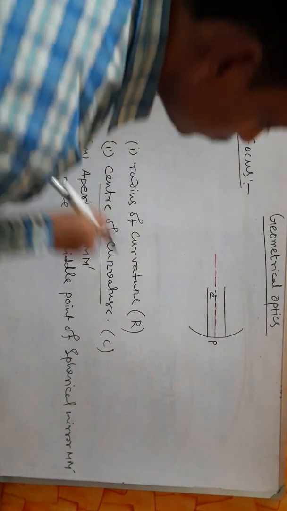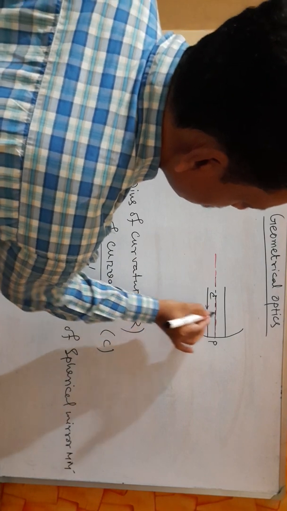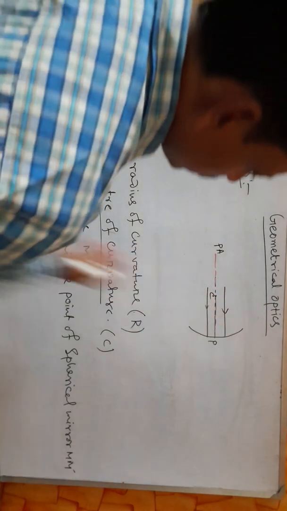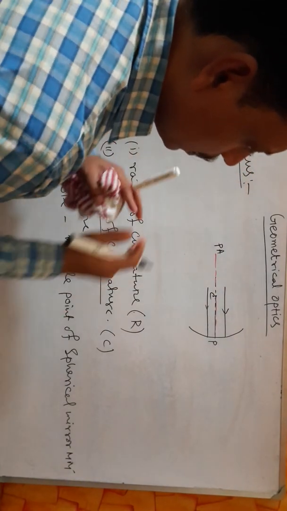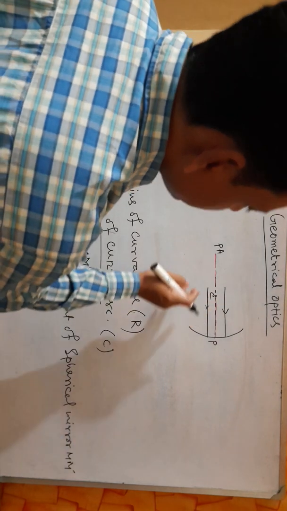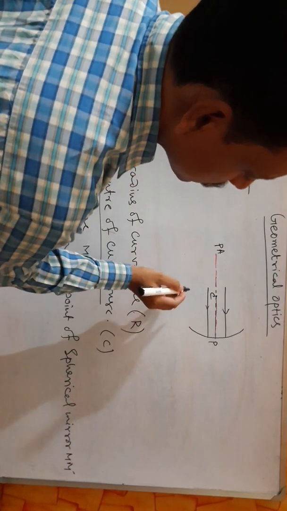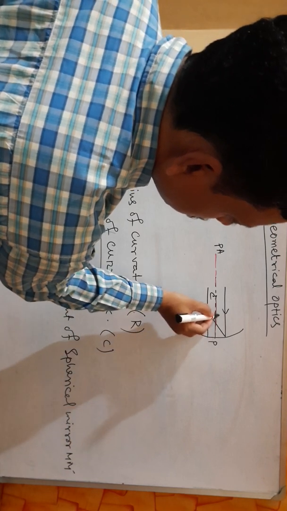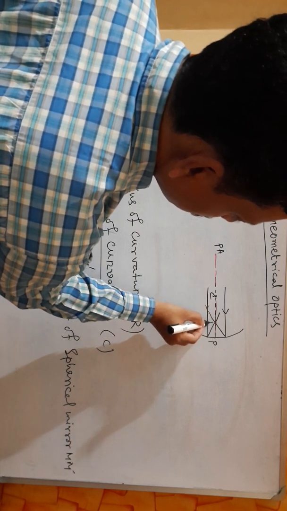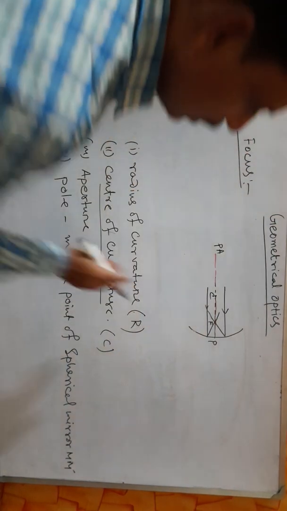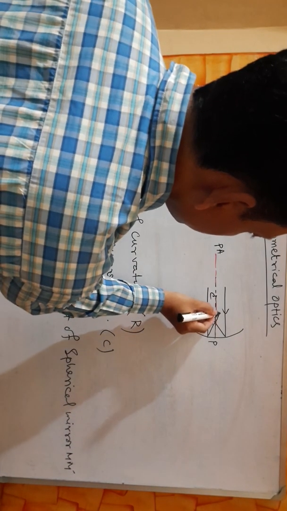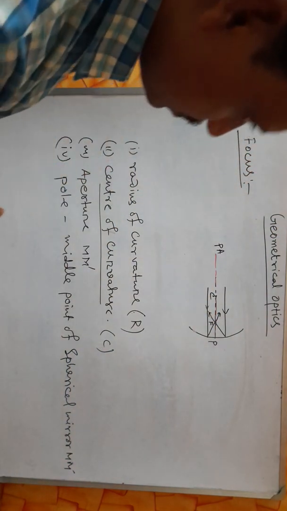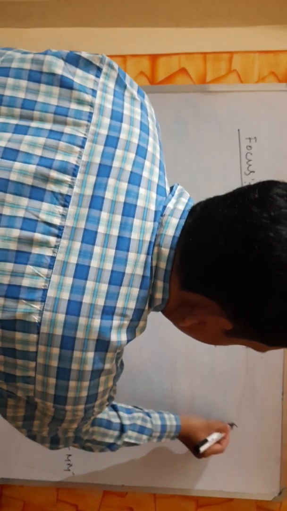A light beam parallel to the principal axis is reflected and intersects the principal axis at a point, and this is called the focus. The intersecting point of the reflected ray on the principal axis is called the focus.